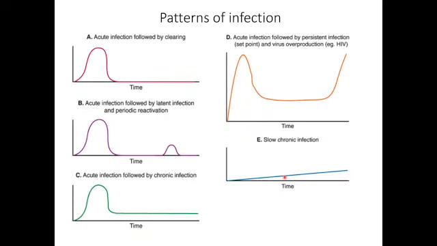Before we jump in and start talking about the different things that viruses and cells do that cause disease, we need to spend just a little bit of time talking about the different patterns of infection we can see with viruses. Each of these graphs is showing us time and the amount of virus being made in the body over that time period. A here shows us just a really acute infection.